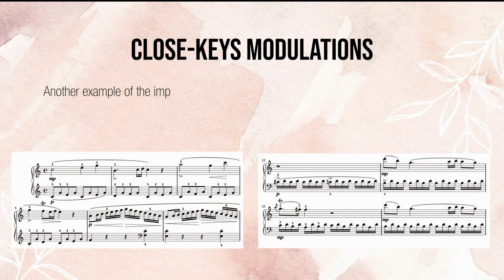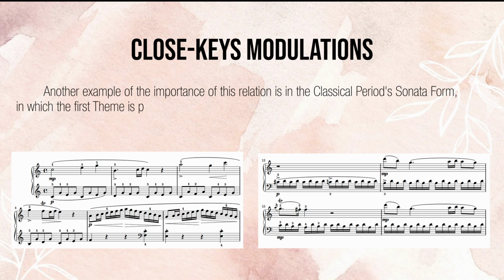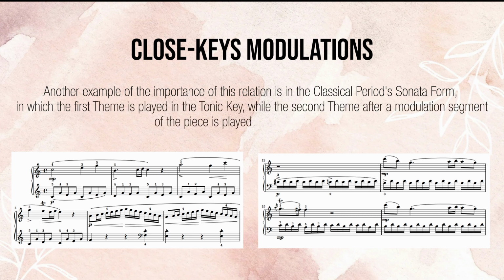Another example of the importance of this relation is in the classical period sonata form, in which the first theme is played in the tonic key, while the second theme, after a modulation segment of the piece, is played in the dominant key.